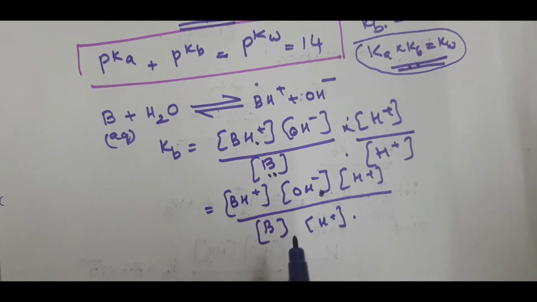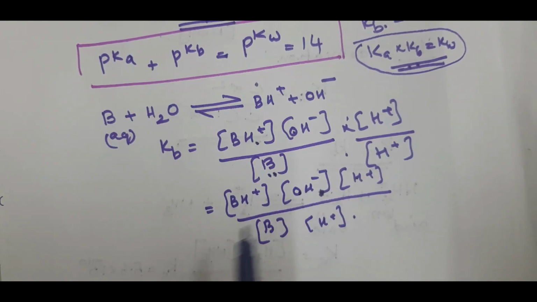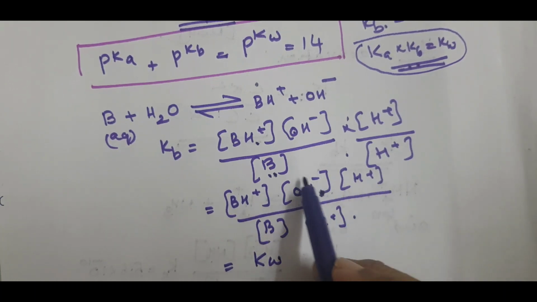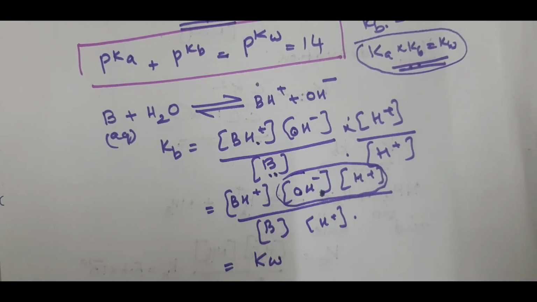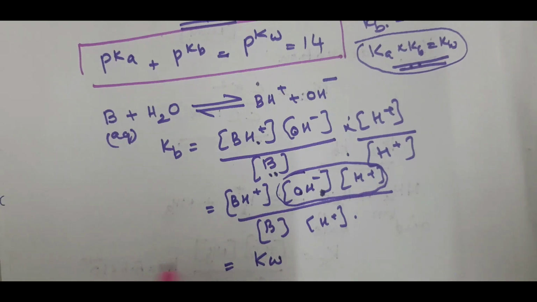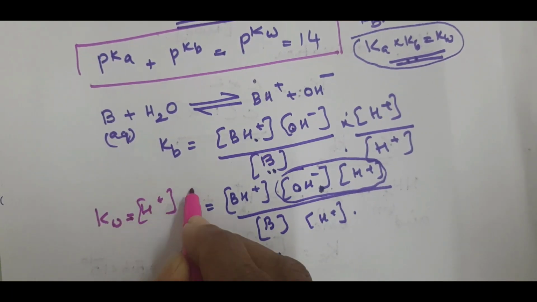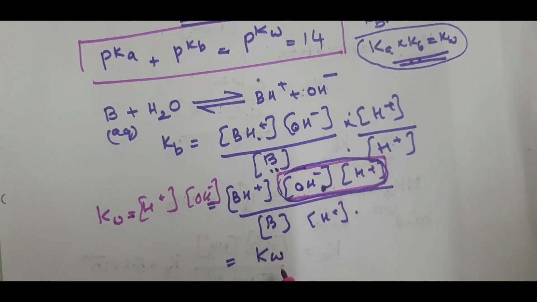Now what you have to do? What is Kw? Kw is H plus into OH minus. Correct? So you can write Kw. So this is Kw. That is OH and H plus is Kw. See? Just listen. This is Kw. Kw equals, you know, concentration of H3O positive into concentration of OH minus is Kw. So instead of this, you can put Kw.